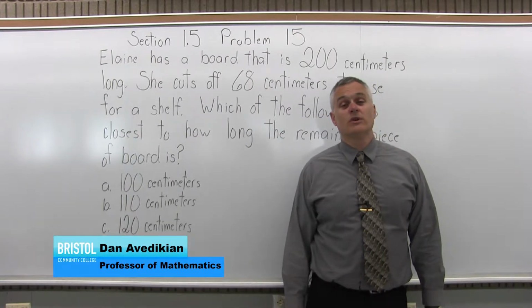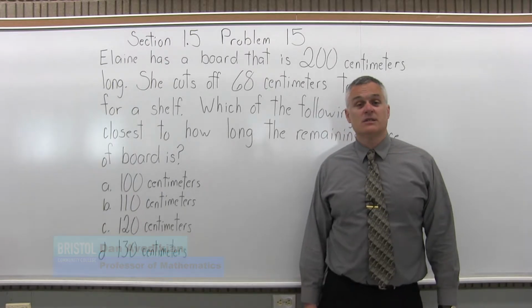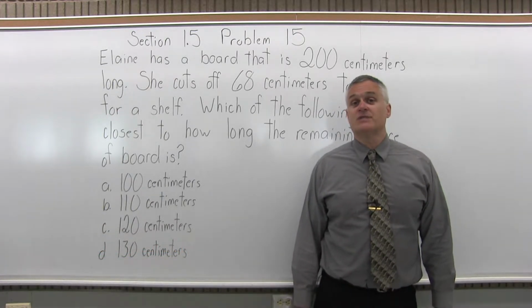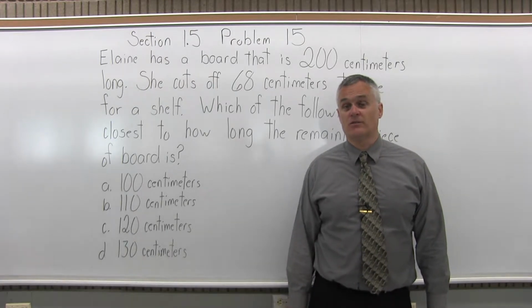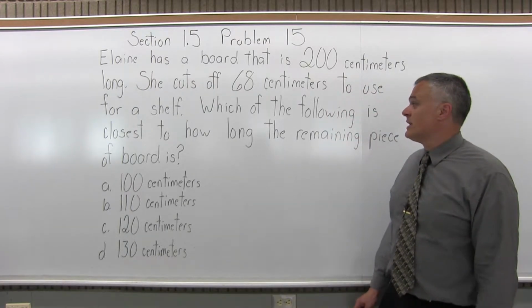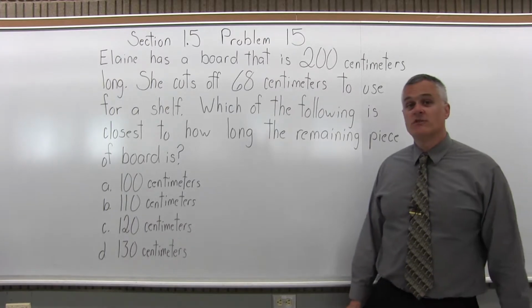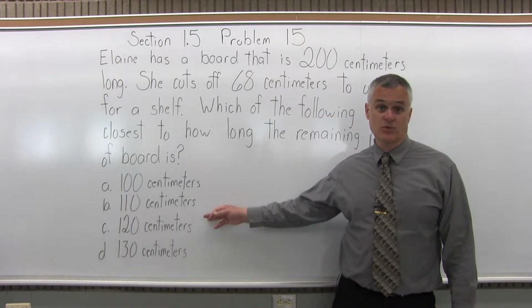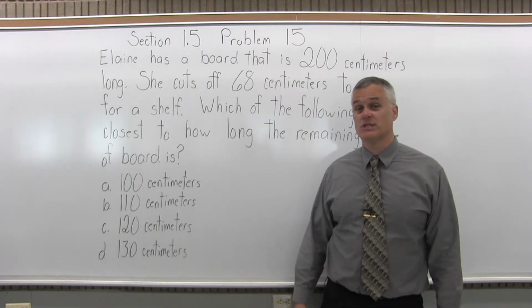This is Section 1.5, Problem 15. It says Elaine has a board that is 200 centimeters long. She cuts off 68 centimeters to use for a shelf. Which of the following is closest to how long the remaining piece of board is? And we have four choices: 100 centimeters, 110 centimeters, 120 centimeters, 130 centimeters.